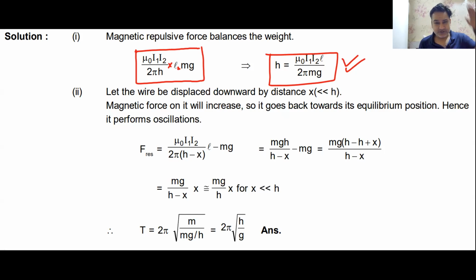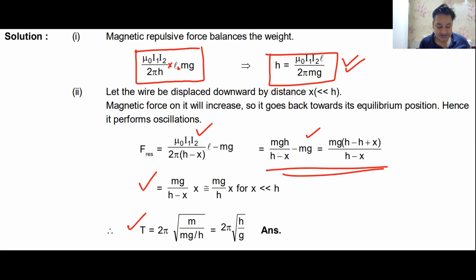Then you displace it slightly. If you displace it towards the wire, the repulsive force will become more. Because the wire is now brought closer, the repulsive force will become more than the weight, so it will try to push it upwards. This is the resultant force. Now you can put the value of h and you will get it like this. You just put some approximations and you will get the time period like this. It is pretty straightforward after this. Yes or no?